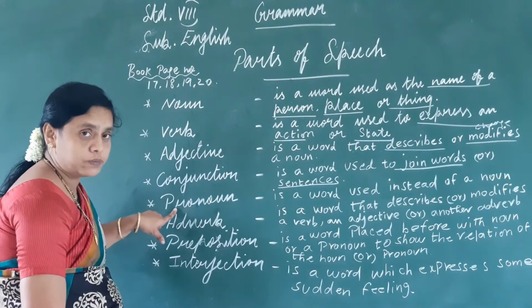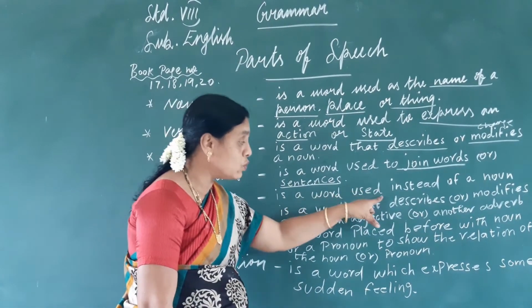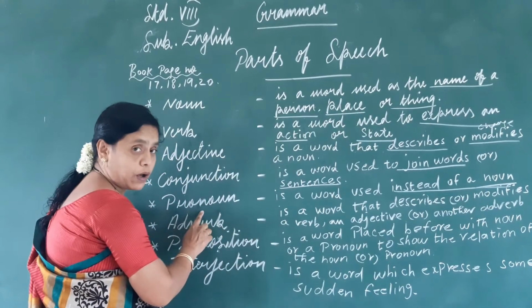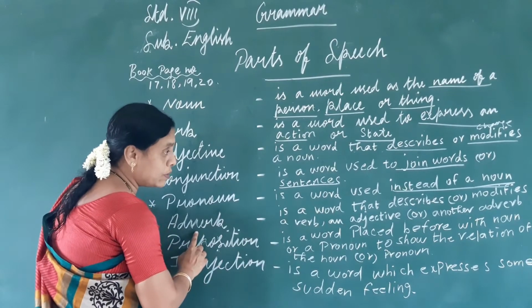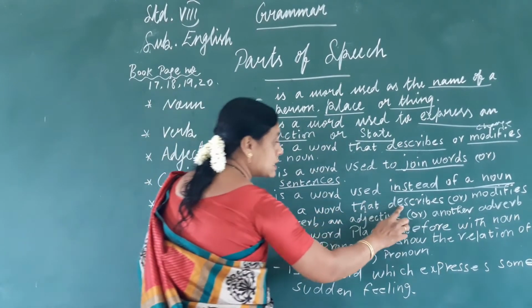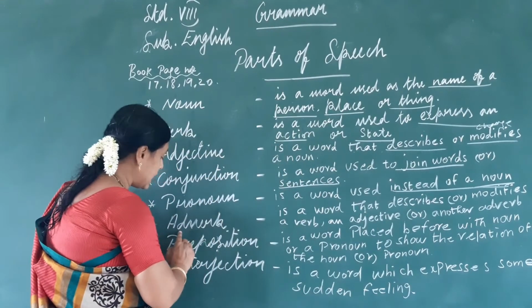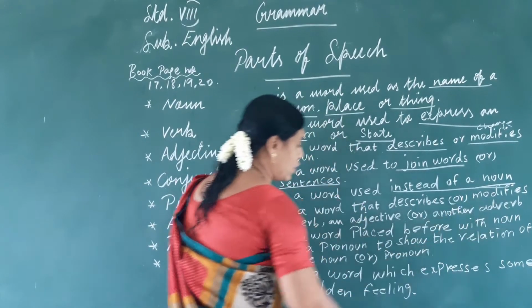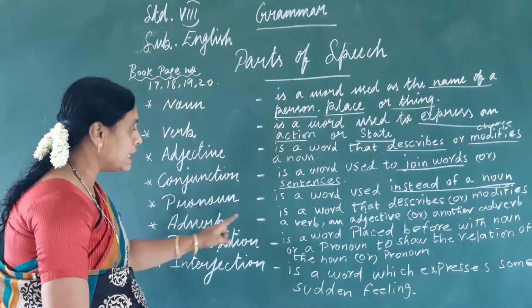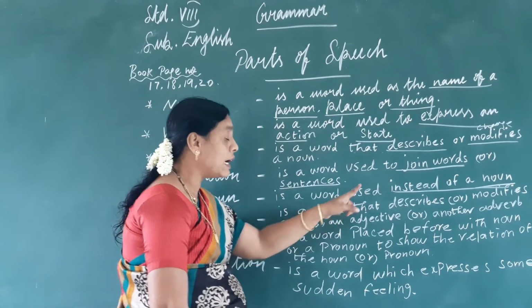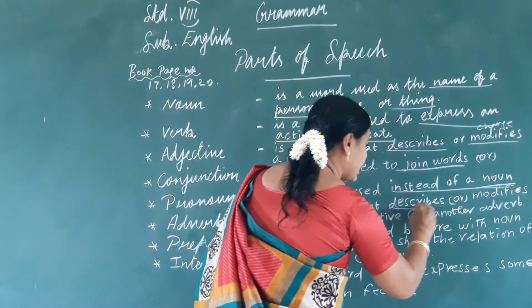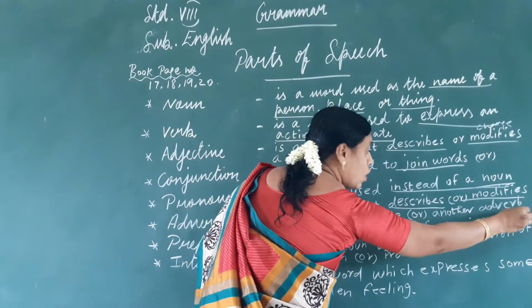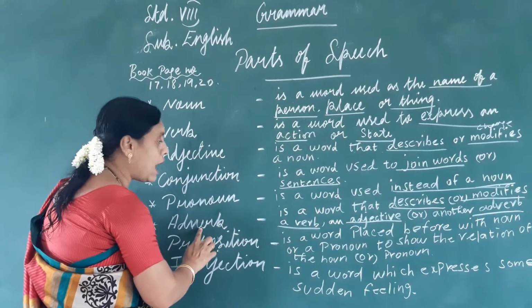And the next one, pronoun. It is a word used instead of a noun. Instead of a noun, we have to use a pronoun. And the next one, adverb. An adverb is a word that describes or modifies a verb, an adjective or another adverb. That is called an adverb.